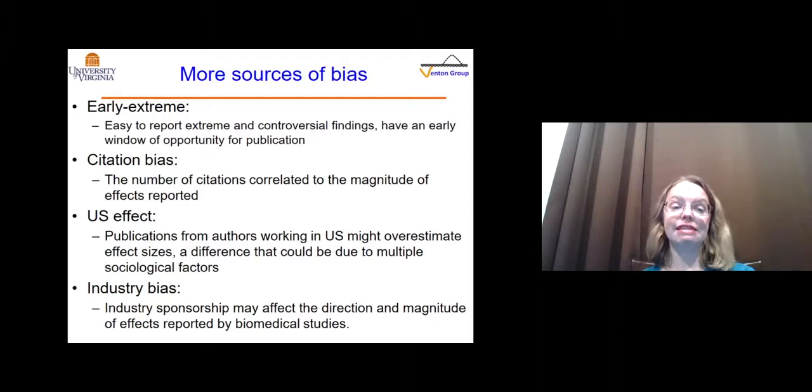I didn't realize this effect, but the U.S. effect, that apparently the publications from authors working in the United States might overestimate effect sizes. And I don't know, they were saying one or two studies has found this. I do think there's sometimes a bias, though. I definitely know there's a bias towards studies that are done in certain countries, right? So you'll look at the authors, and if the authors are from certain countries, typically places like the U.S., you go, oh, well, that must be a good study.